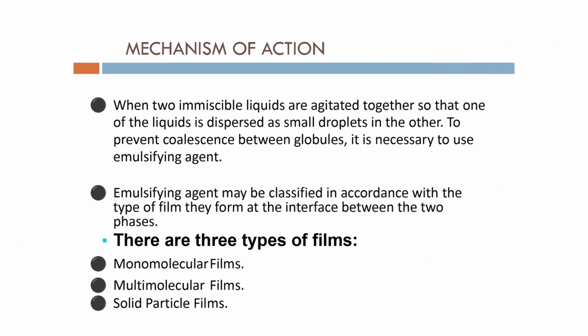Now that we understand instability, let's delve into the mechanism of how emulsifying agents actually work. When two immiscible liquids are agitated, one liquid is dispersed as small droplets in the other. To prevent these globules from coalescing, we need an emulsifying agent. These agents work by forming a protective film at the interface between the two phases. There are three primary types of films they can form: monomolecular films, multimolecular films, and solid particle films.